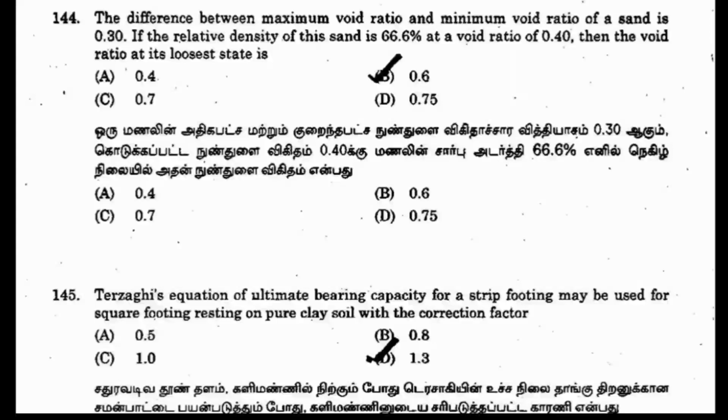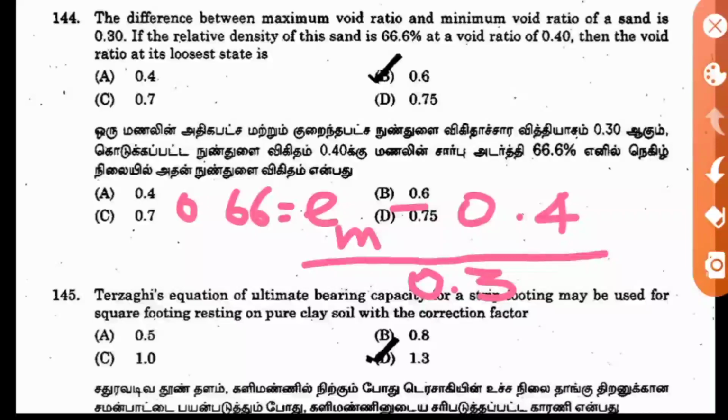So we know that for the relative density, the formula is e max minus e by e max minus e min. Here e is nothing but the void ratio of that natural soil, so it is 0.4, which is also given. So we can directly apply this in the formula. I have written it like this: the relative density 0.66 is equal to e max minus the e value 0.4, by the difference, e max minus e min.